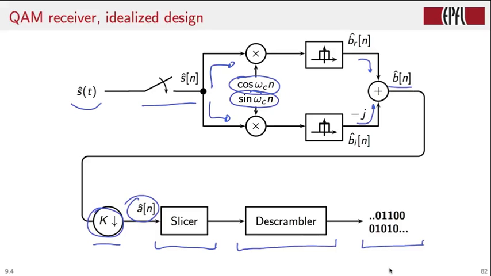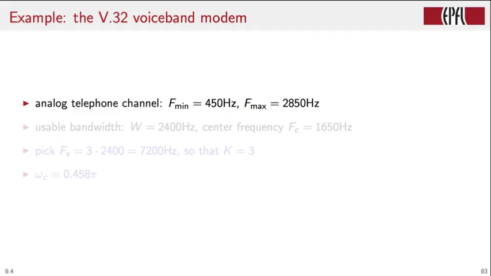So let's see how we can put everything we've learned so far together and design a practical system to send data over the telephone channel. Suppose that the bandwidth constraint for the telephone channel stipulates that we can only transmit data from 450 Hz to 2850 Hz. This gives us a usable bandwidth W of 2400 Hz with a center frequency Fc of 1650 Hz.